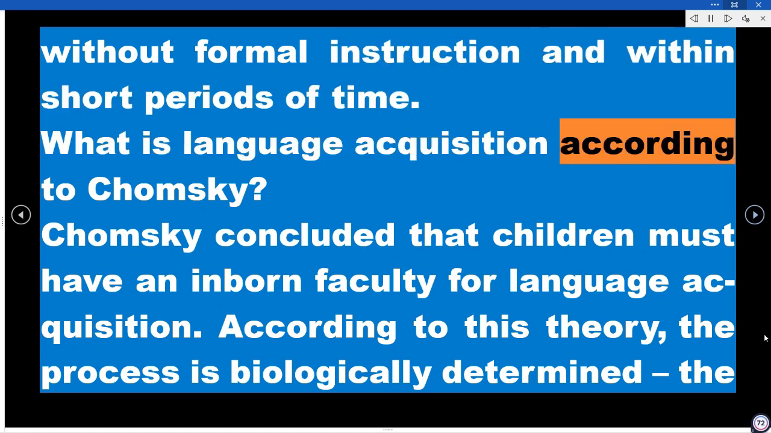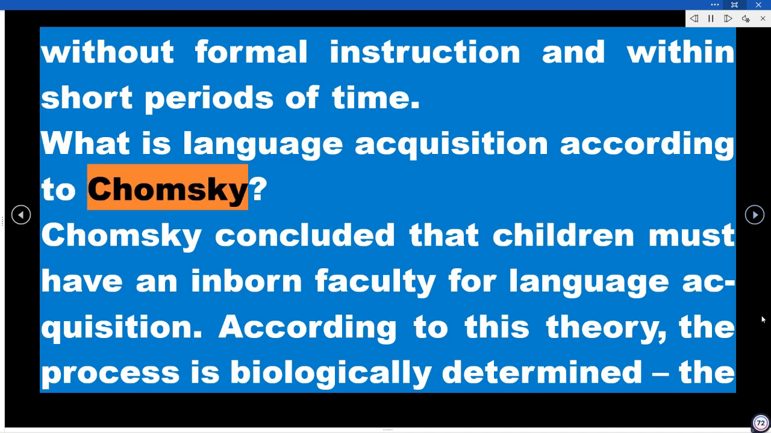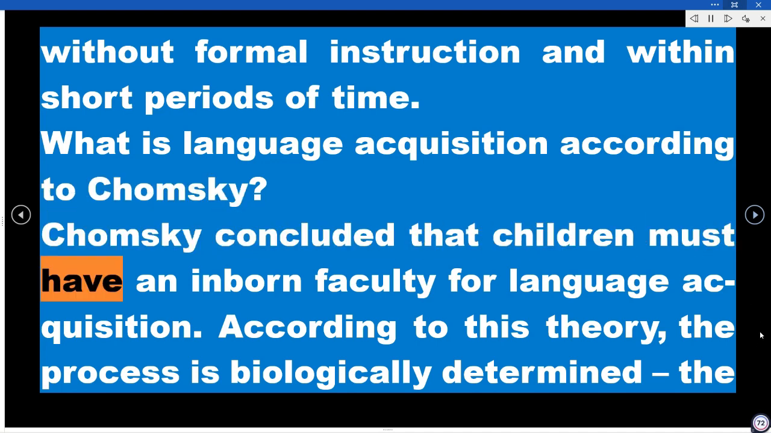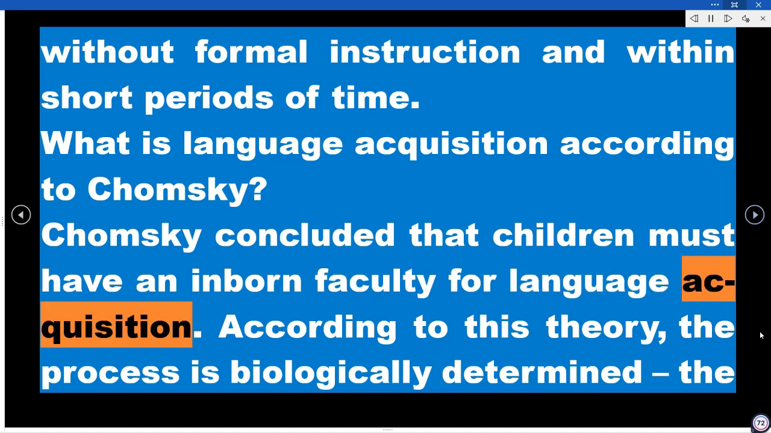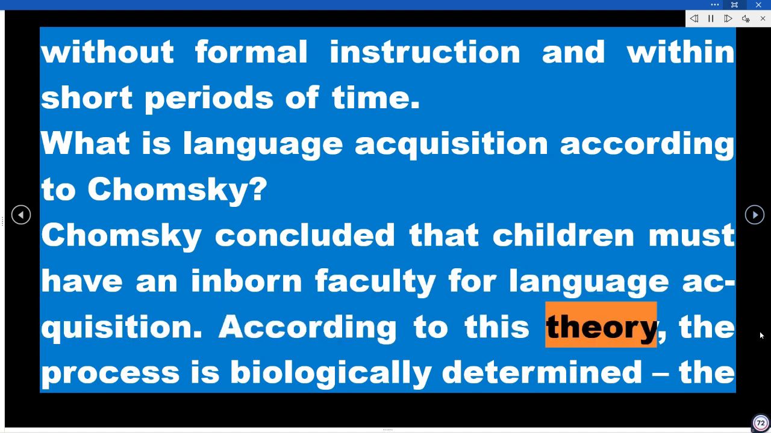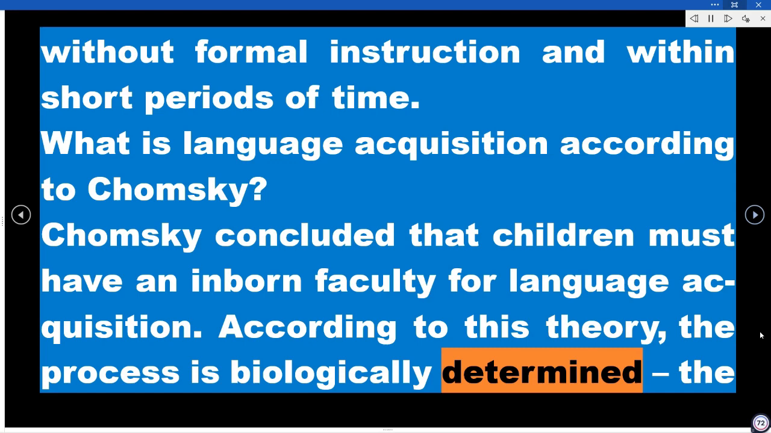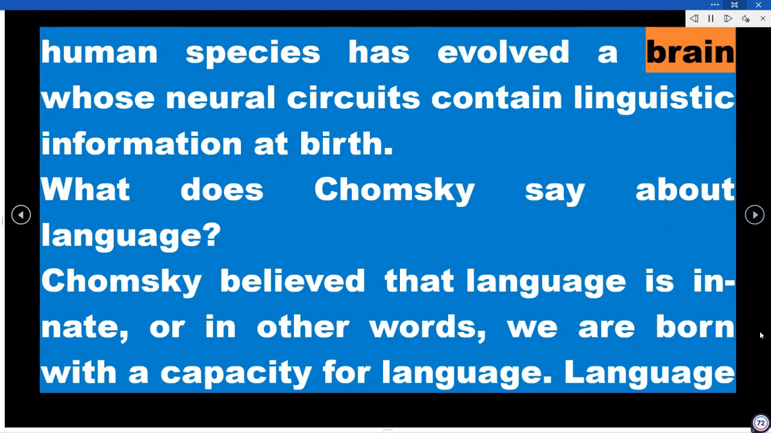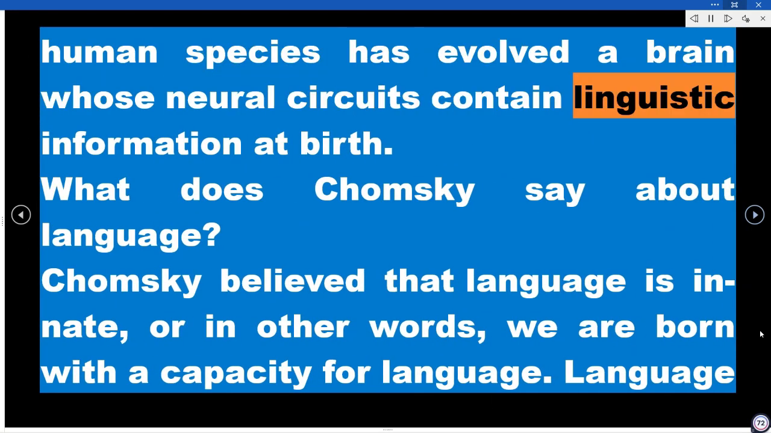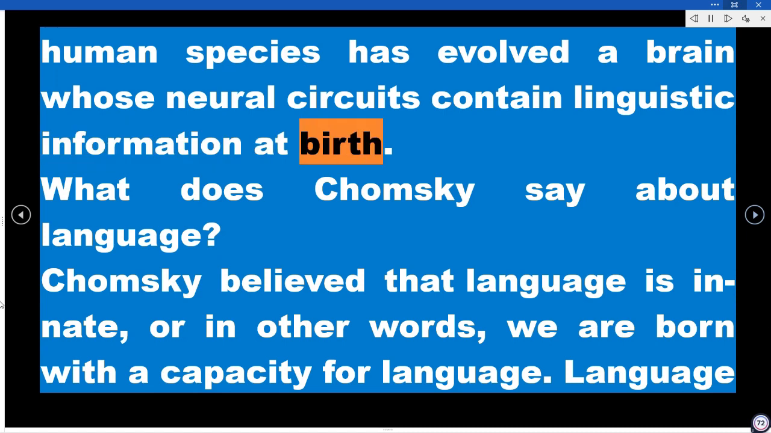What is language acquisition according to Chomsky? Chomsky concluded that children must have an inborn faculty for language acquisition. According to this theory, the process is biologically determined. The human species has evolved a brain whose neural circuits contain linguistic information at birth.